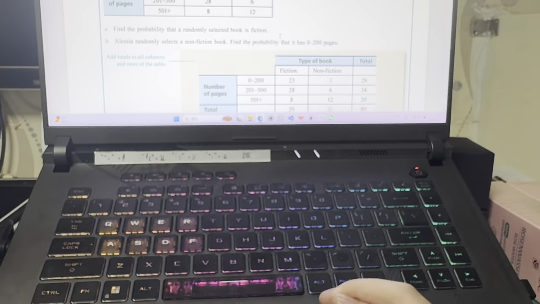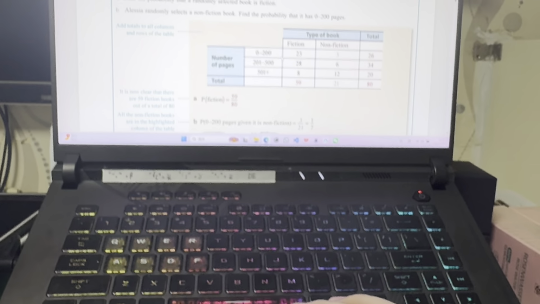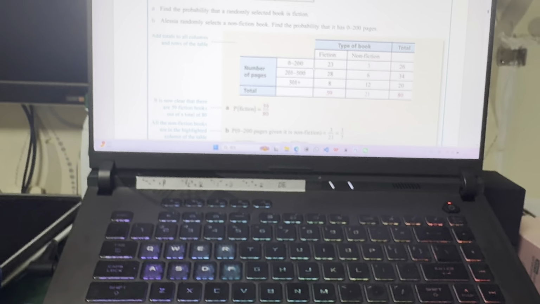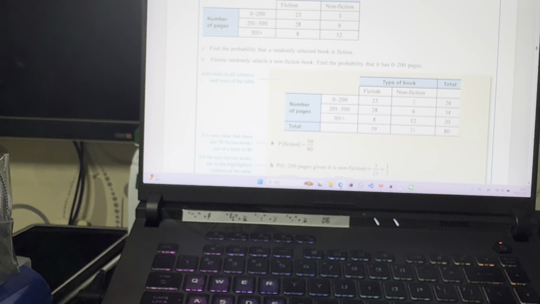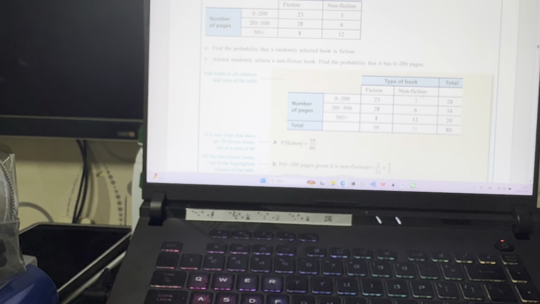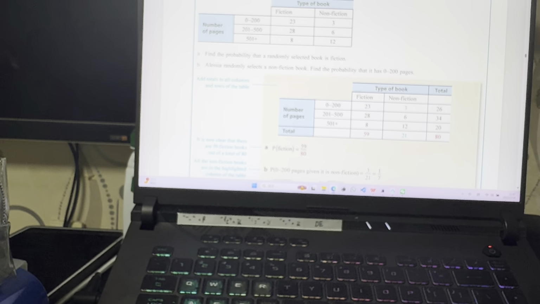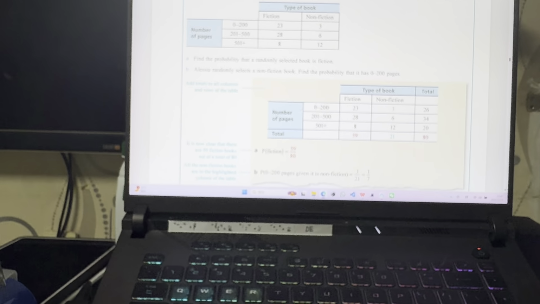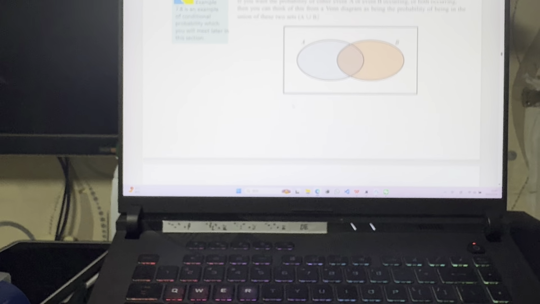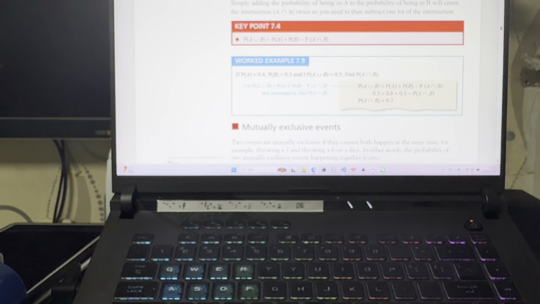Why we need these tables is because maybe they will ask you the probability that you get a book which has less than 200 pages. Sometimes they will not care about if it's fiction or non-fiction. They only care about how many pages it has. Or sometimes they will only care about the probability of getting a fiction or a non-fiction. They will not care about pages. So this chart is also helpful.